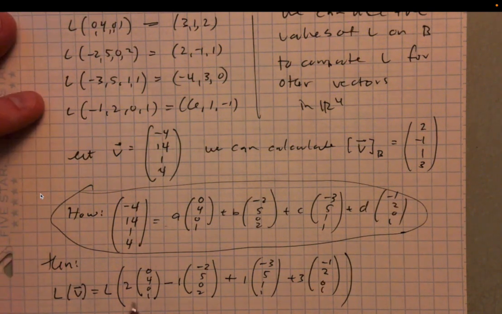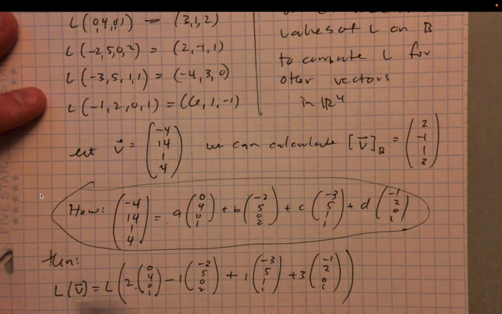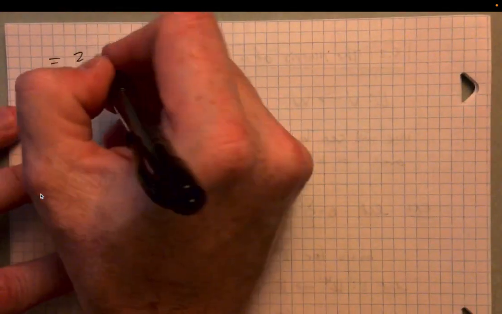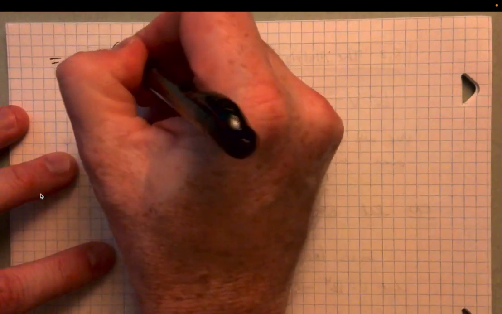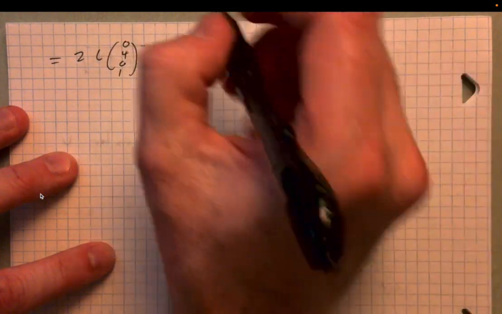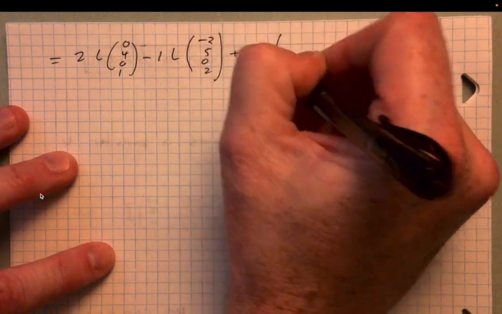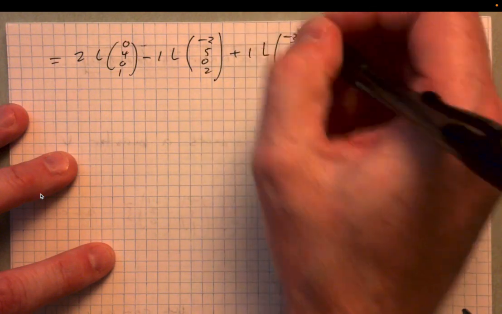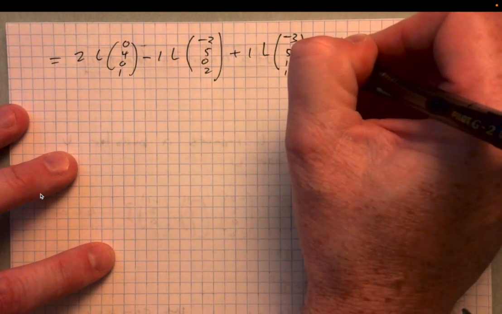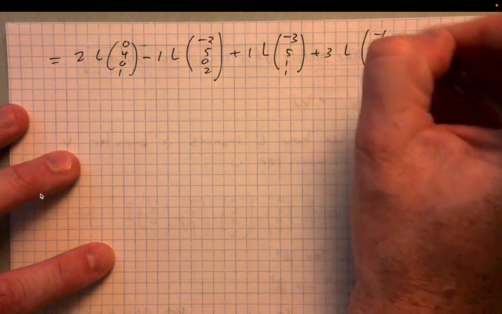And we know that linear transformations, when you're taking a linear transformation of a linear combination like this, I can break this apart, right? And so that's equal to 2 times the linear transformation of (0, 4, 0, 1) minus 1 times the linear transformation of (-2, 5, 0, 2) plus 1 times the linear transformation of (-3, 5, 1, 1) and then plus 3 times the linear transformation of (-1, 2, 0, 1).